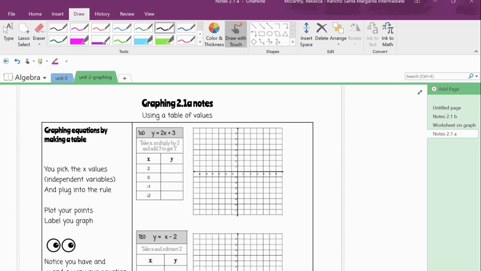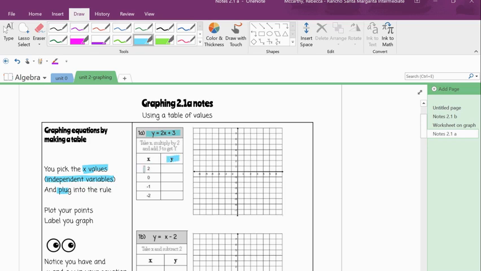One of the things I want to make sure is that regardless of what equation you have, creating a table of values will always work. When I do that, you're going to pick your x values. This is known as the independent variable. They do not rely on anything. And then you plug it into your rule. This is the rule. So for this one, it's y equals 2x plus 3. In other words, you take your x number, multiply it by 2, and then add 3 to get your y number.